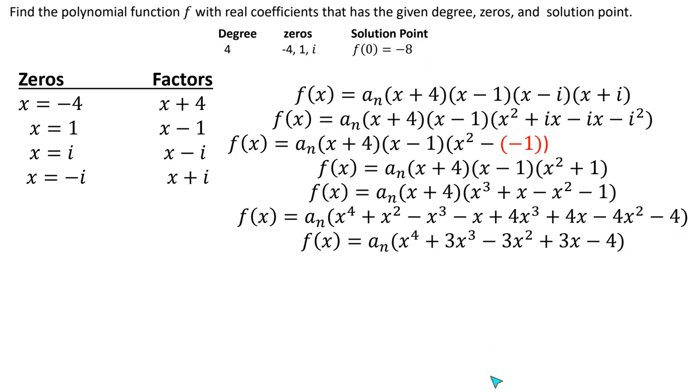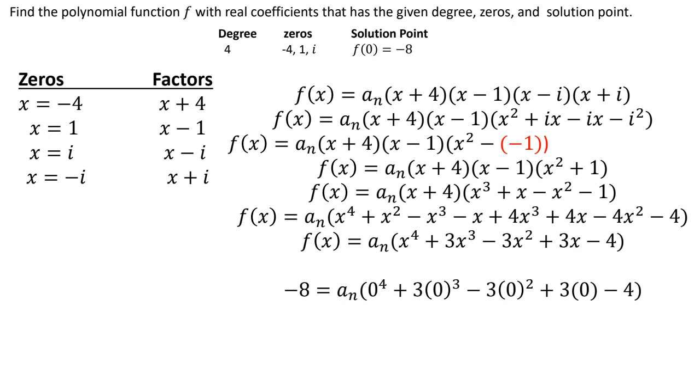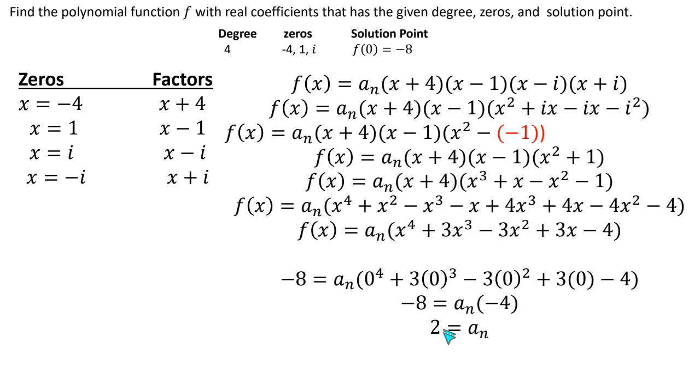So now we can use our solution point. So in your solution point, when x is 0, your result is negative 8. So for f of x, we can put negative 8. Anywhere you see an x, we're going to replace it with 0, and then we're going to simplify. So all of this is 0, so we get negative 4 divided on both sides. So we get that our leading coefficient here is going to be a 2.